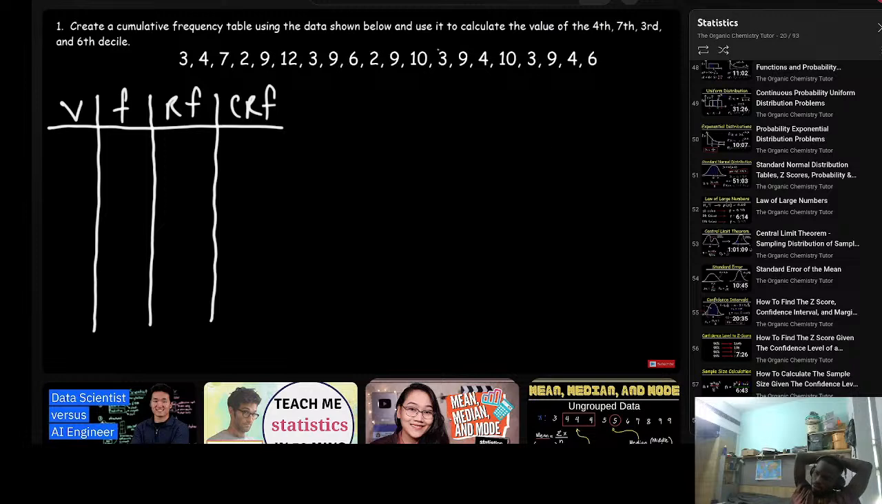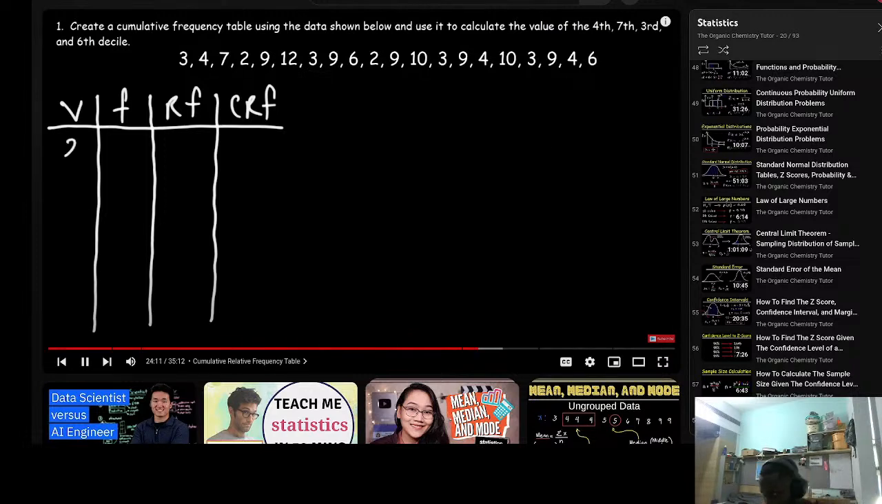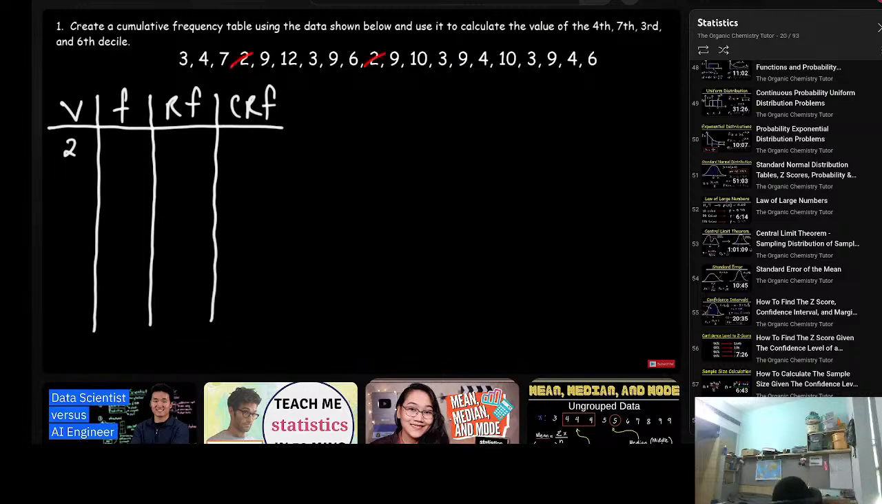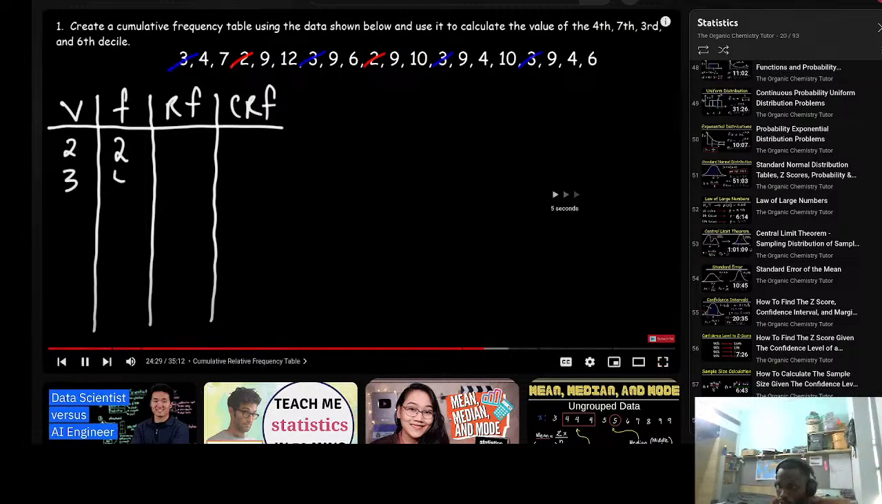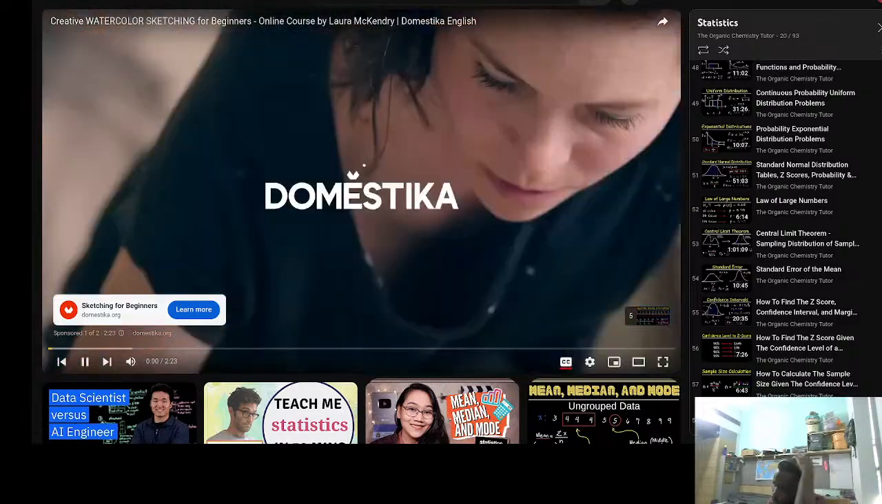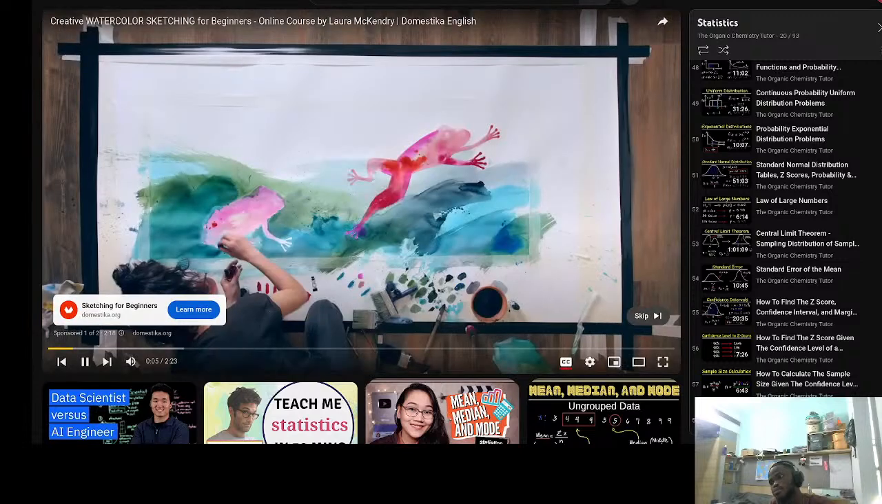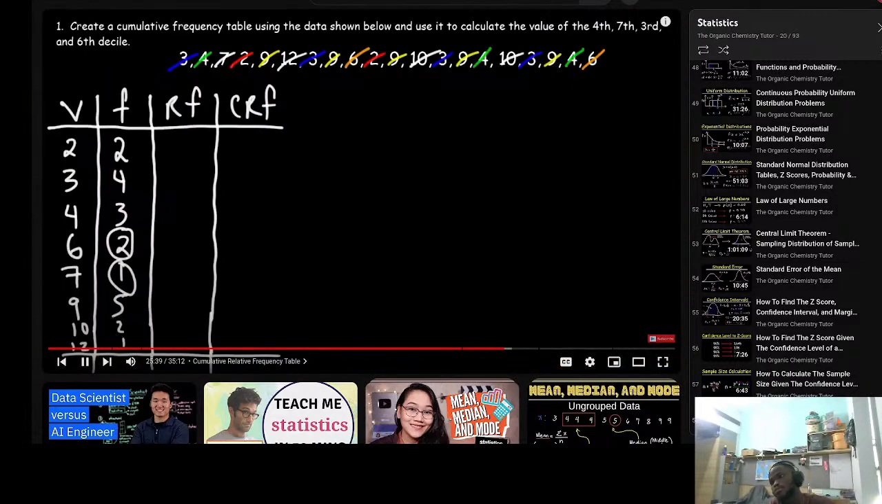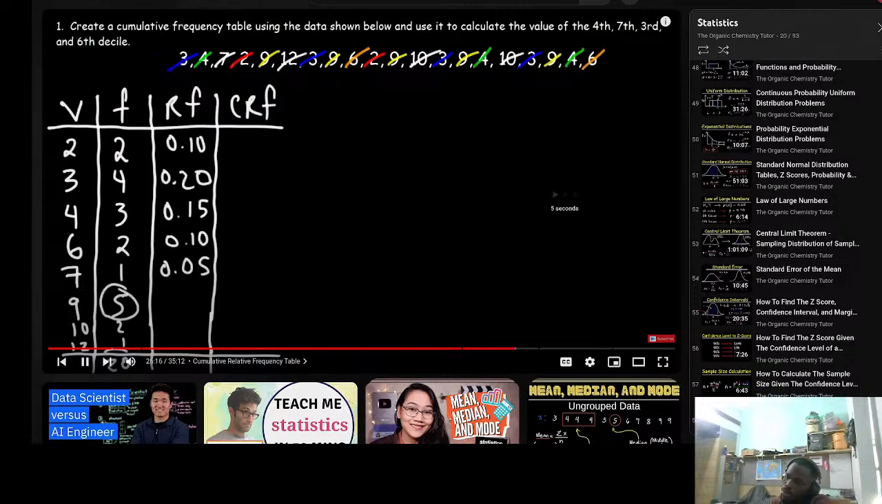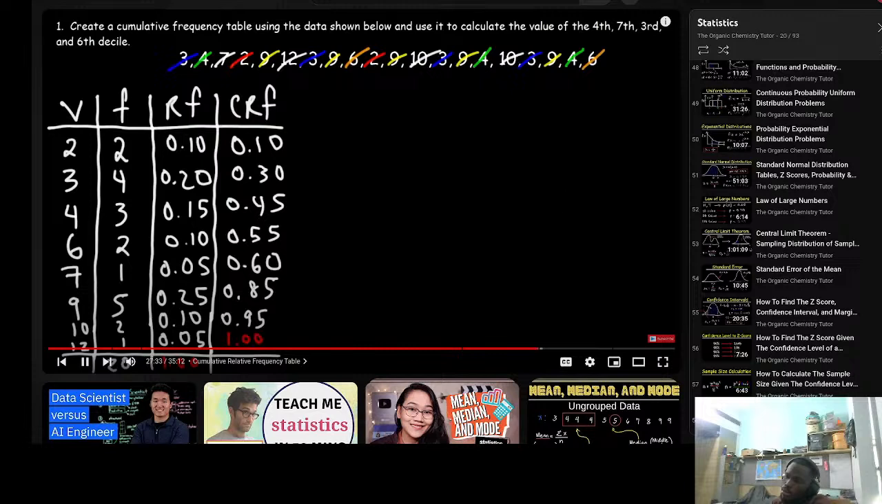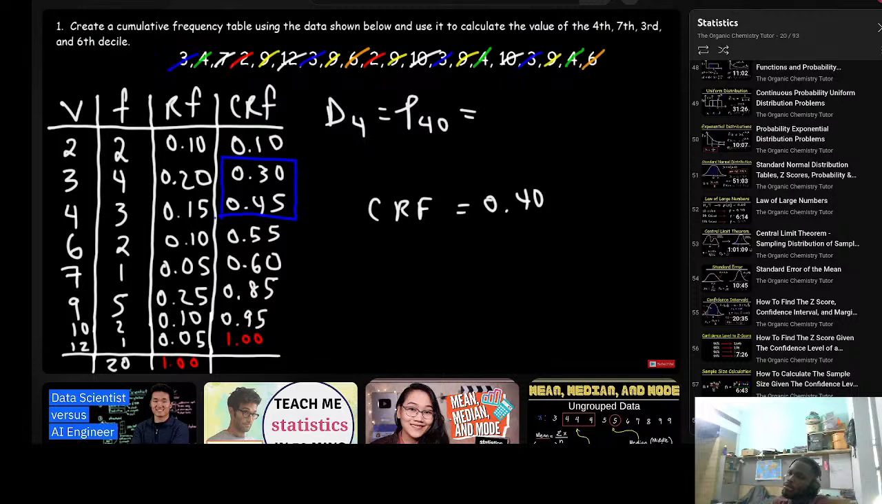So the lowest value in this list is 2. Now how many times does 2 appear? 1, 2 times. So the frequency is 2. Now the next highest value is a 3. To calculate the relative frequency, 2 divided by 20. Notice that 0.4 is somewhere between 0.3 and 0.45.